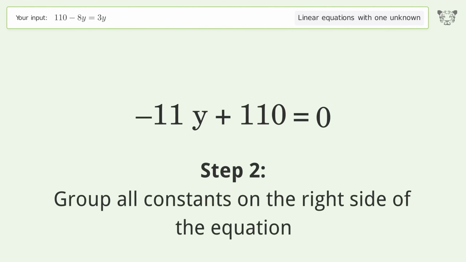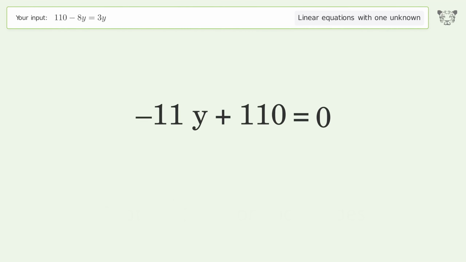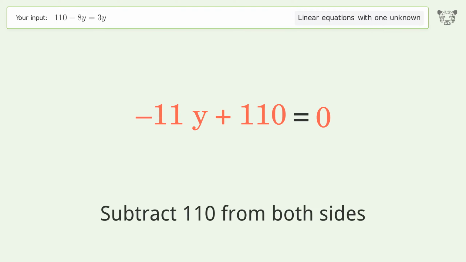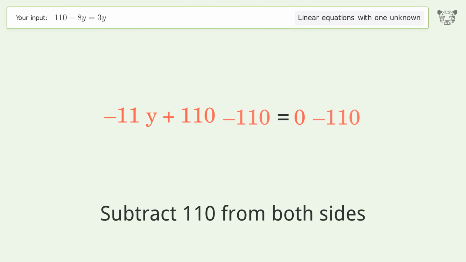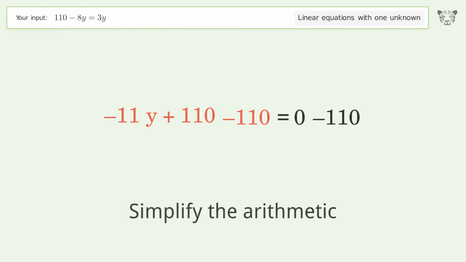Group all constants on the right side of the equation. Subtract 110 from both sides. Simplify the arithmetic.